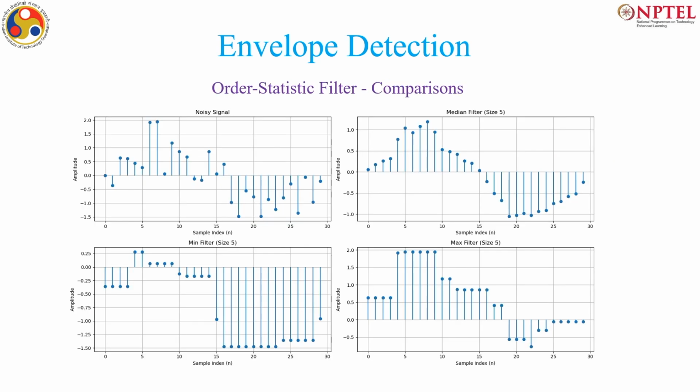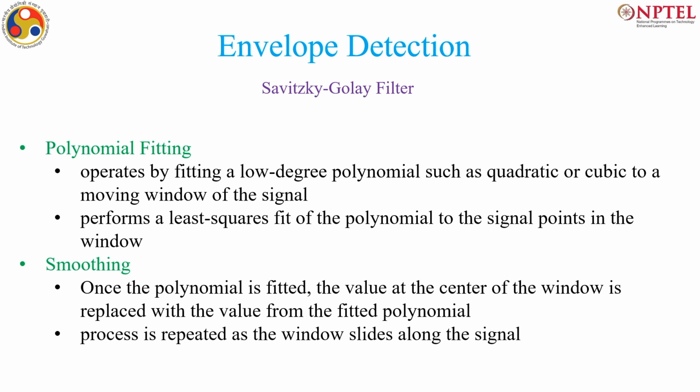So, these are the comparisons, and we see that the median is doing well. It is retaining the structure to a great extent, but the min and max filters are not performing very nicely in this case, though again for an envelope detection problem, the min and max filters may be useful. Now, coming to the last filter, which is the Savitzky-Golay filter.